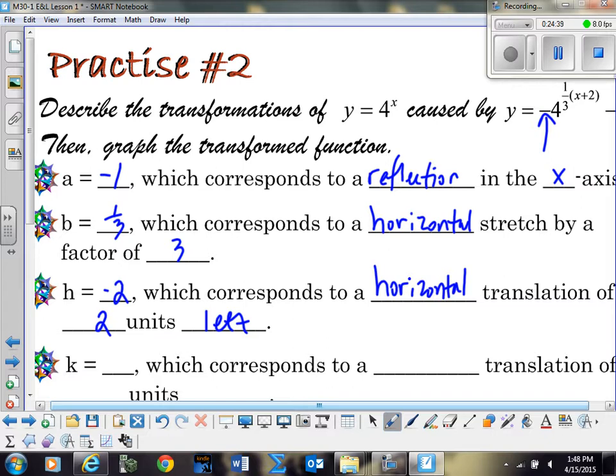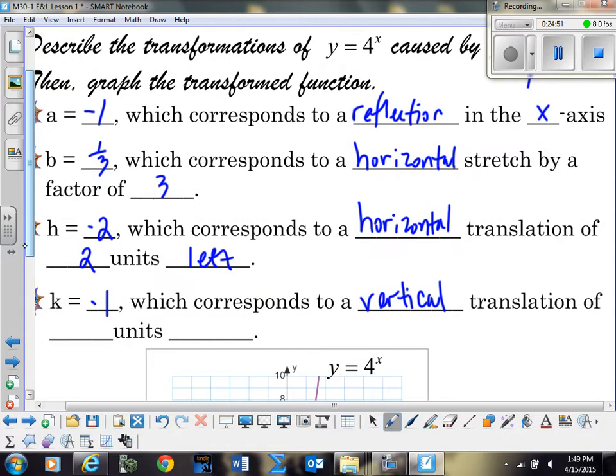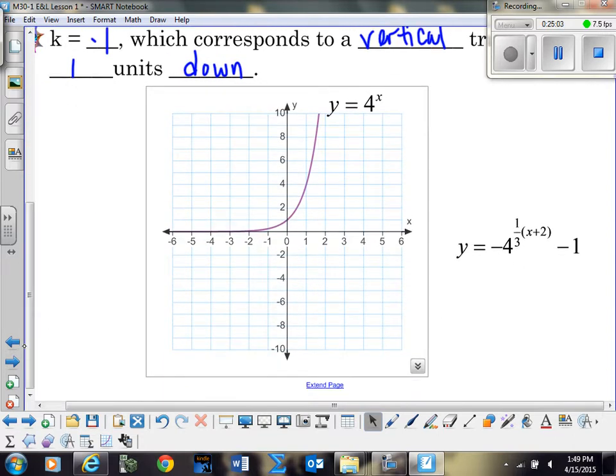K, in this case, I have to move this graph over a little bit, k is -1. And that corresponds to a vertical translation down 1. One unit down. So that is your basic graph.